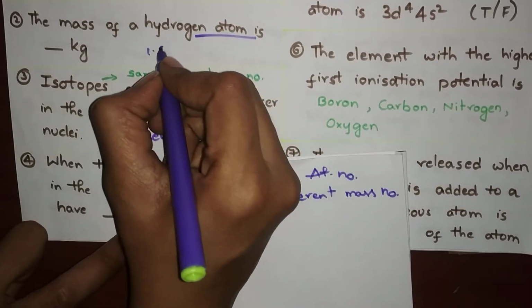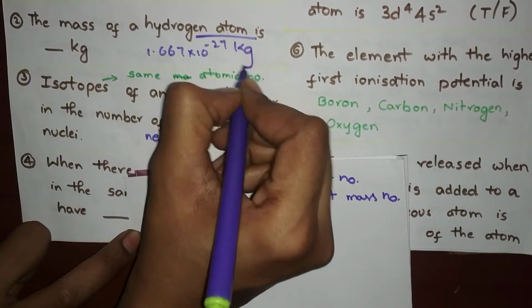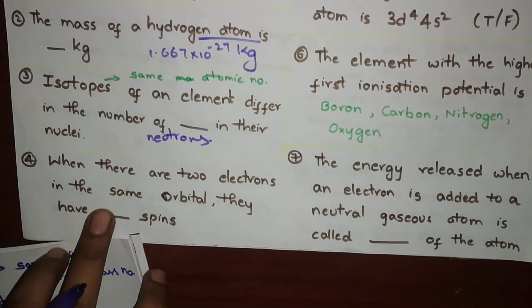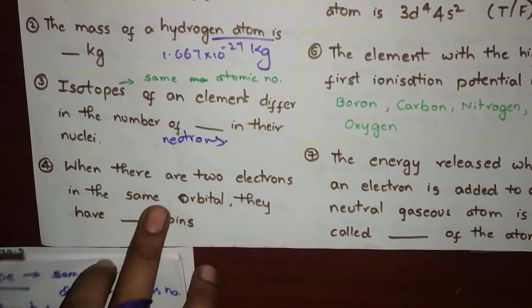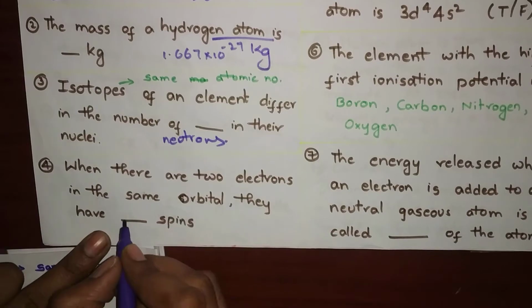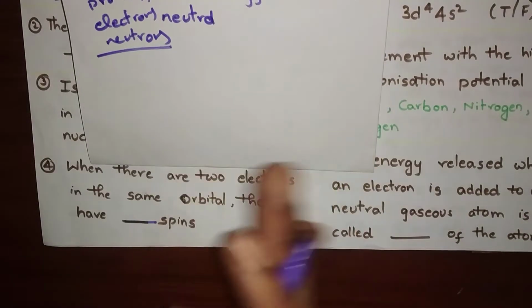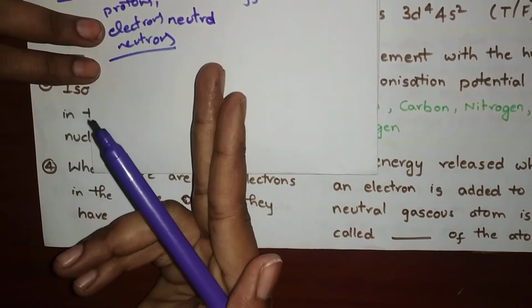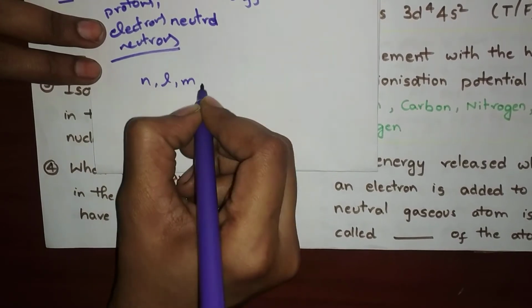For this 1.667 into 10 to the power minus 27 kg. And for this 0. Okay. Now move to the fourth question. When there are 2 electrons in the same orbital, they have dash spins. Very easy.